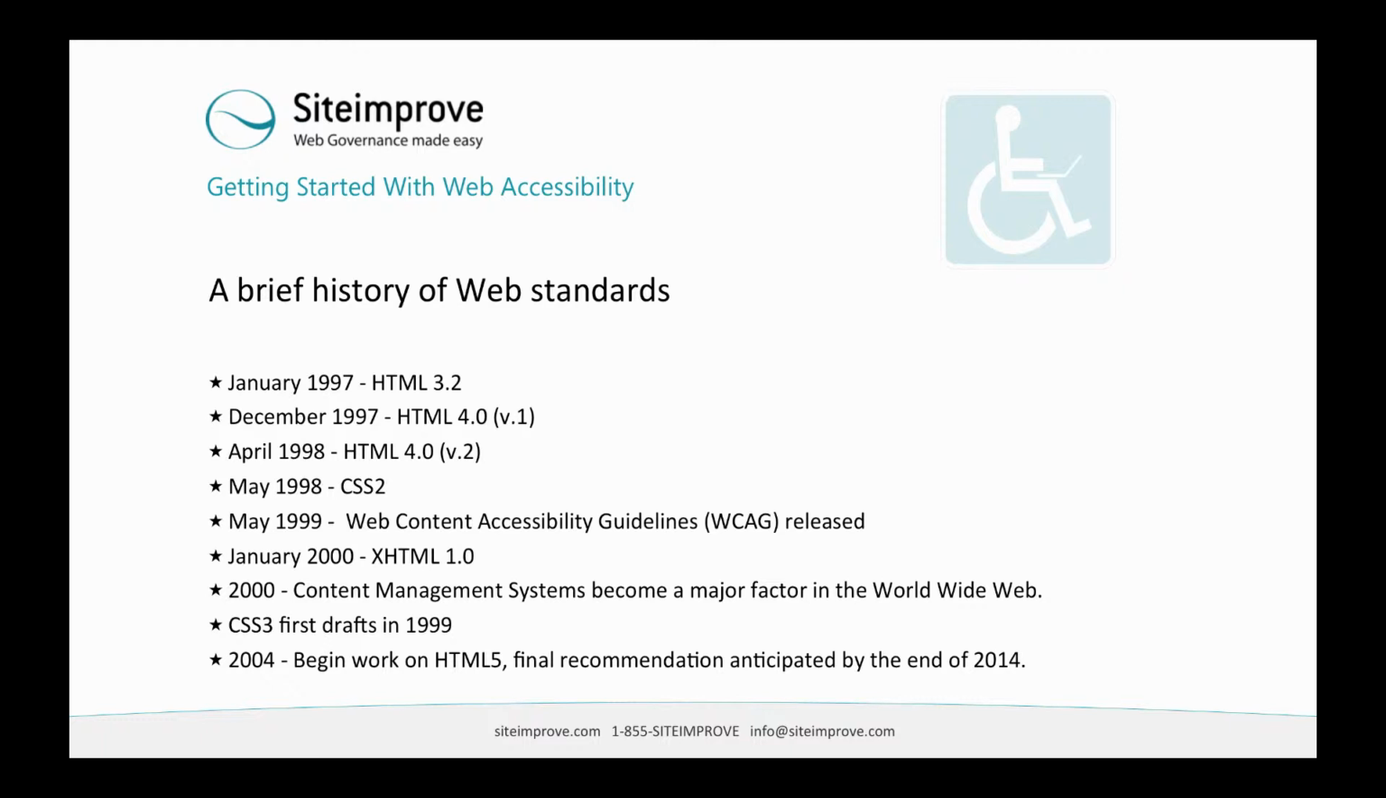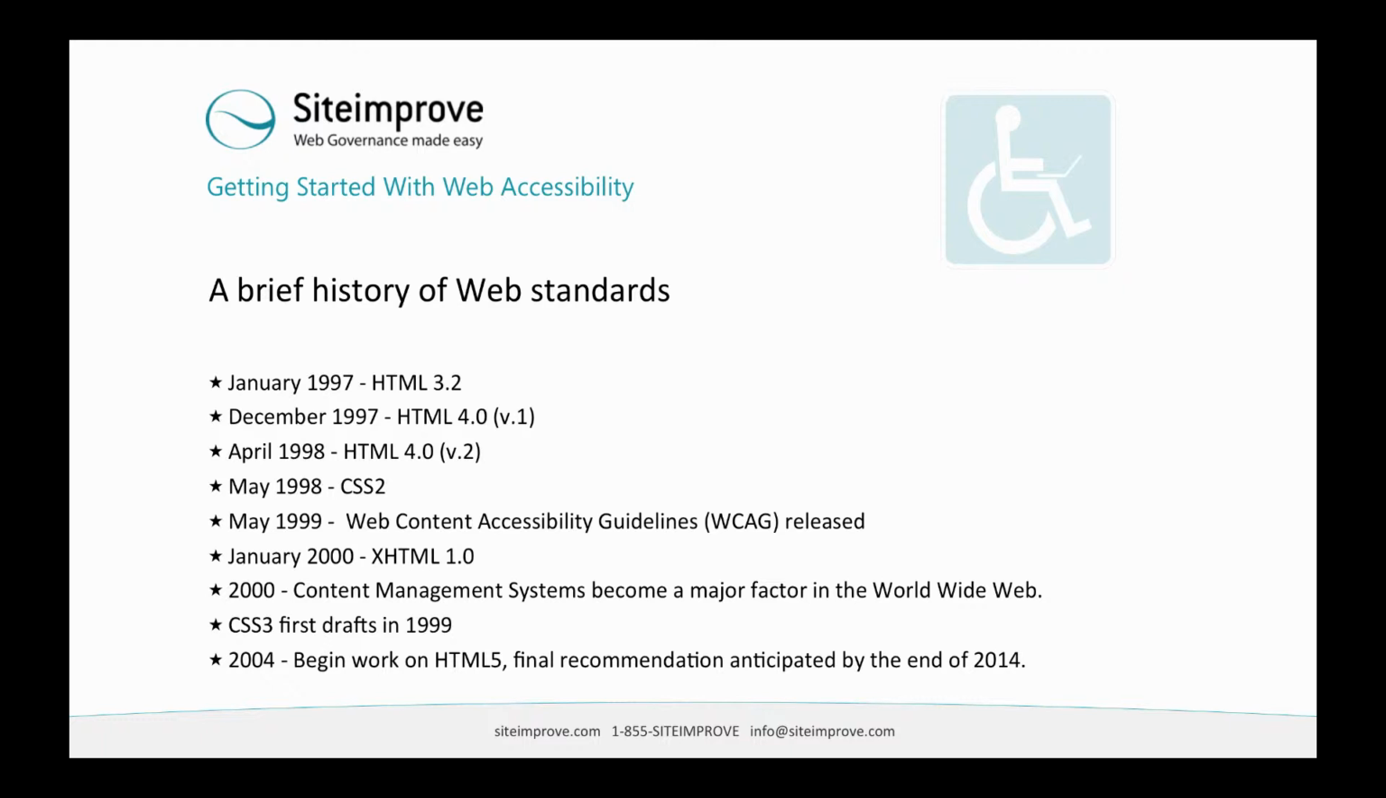Around 2000, content management systems became a major factor in the World Wide Web. CSS3 first drafts appeared in 1999. As of June 2012, there are over 50 different CSS modules published from the CSS Working Group.